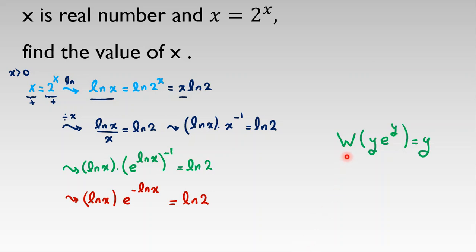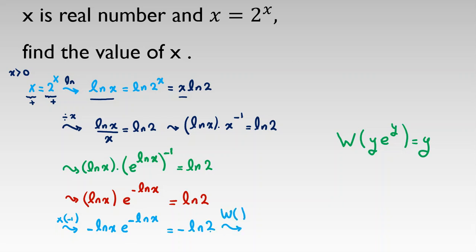So let's see, is it time to use the Lambert W function? Here it is y e to the y, e to the negative ln of x, but here it's not negative ln of x, it's ln of x. So if we want to apply the Lambert W function, we should multiply both sides by negative 1. It will be negative ln of x times e to the power of negative ln of x equals negative ln of 2.